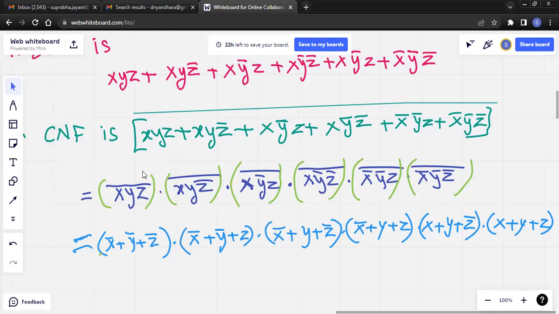Now inside this bracket, what you observe, this is complement of the product. It will be sum of the complements. Again here, complement of the product, it is sum of the complements, x bar, y bar, and this will be z bar, bar means z back. Here complement of the product we have written as sum of the complements, it will be x bar, y bar, bar means y, z bar. From this bracket we will have again the same way, x bar into y into z. This will be x, y, z bar, and this will be lastly x plus y plus z. So this is the conjunctive normal form, which we call as CNF.